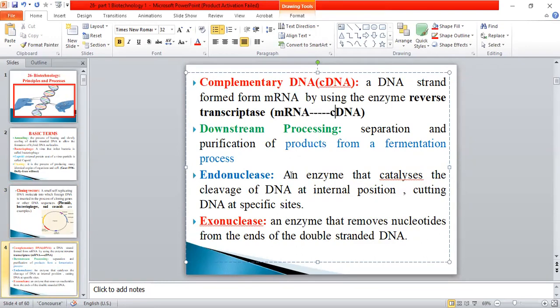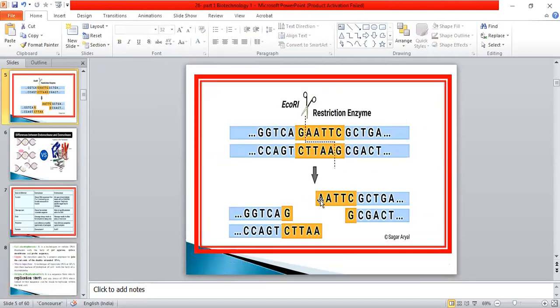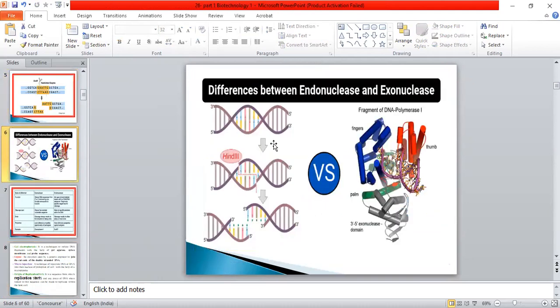Endonucleases are enzymes that catalyze the cleavage of the DNA molecule at internal positions, cutting DNA at a specific site, that is called the palindromic site. Exonuclease is the complete removal of nucleotides from either end of the double-stranded DNA molecule. We already saw that, and this is the cut. We already saw that diagram deeply, and how the exonuclease and endonucleases act. These are example locations of the splitting of molecules that act upon the DNA molecule, such as HindIII and also E. coli exonuclease I.